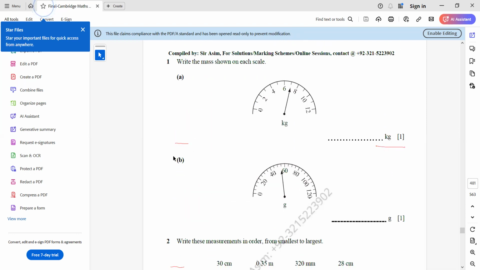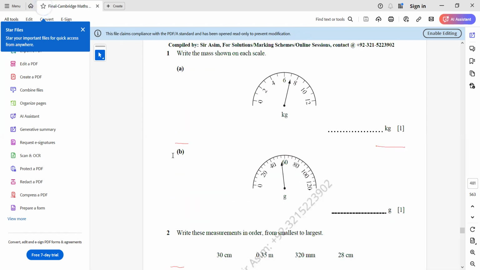Here we go. It's question number 1. Write the mass shown on each scale. In this, the needle is in between 6 and 8. The unit is kgs. So the needle is showing a mass of 7 kgs. Okay, then part B.